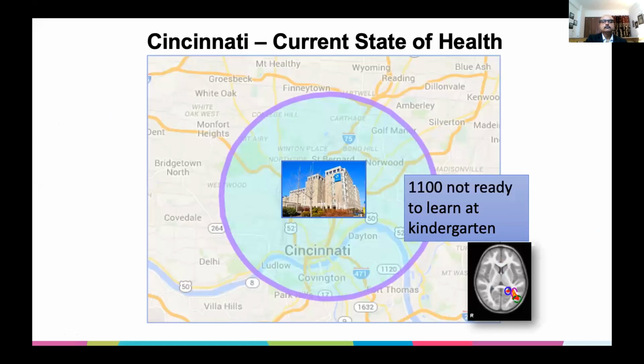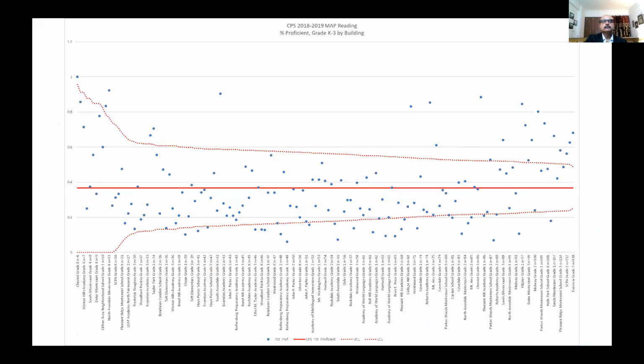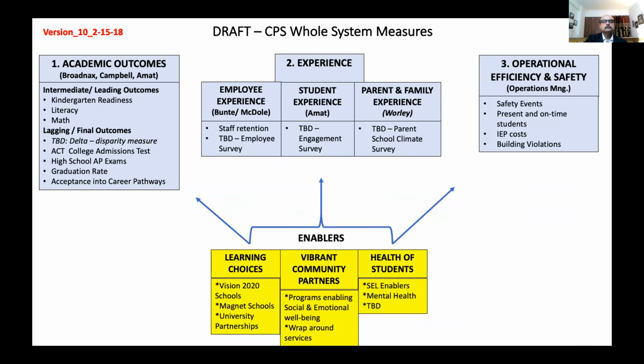And so as we think about these factors of kids not reading, kids not being able to go to school, children's immunizations not being good, we begin to partner across the sector with people from the Cincinnati Public Schools. So this is the entire school district. Our goals here are academic outcomes, kindergarten readiness, literacy, and math, high school experience of the student and the teachers and the parents, how well we're managing the system, operational efficiency, safety, building violations, and then how we build the supports that the kids need.